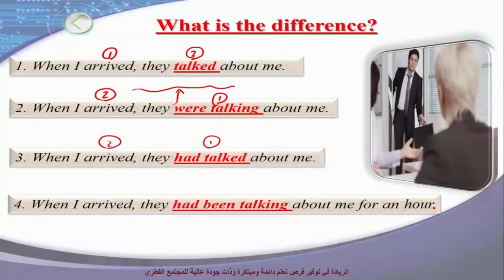In number four, when I arrived, they had been talking about me for an hour. It's a little bit the same like number three, but here we focus on the duration of the action for an hour. The duration of the action. So I arrived after they had been talking about me for an hour. Now let's consider each tense separately.